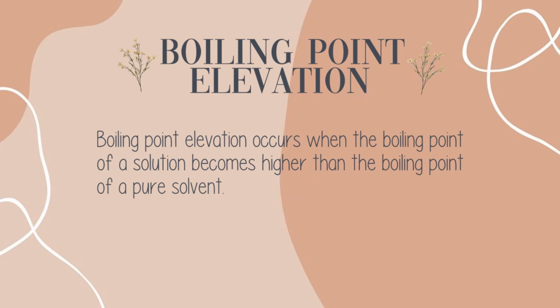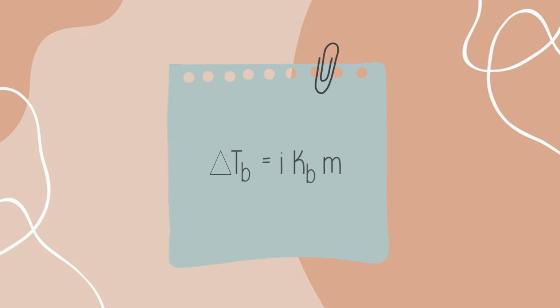Now let's go to boiling point elevation. Boiling point elevation occurs when the boiling point of a solution becomes higher than the boiling point of a pure solvent. This happens whenever a non-volatile solute is added to a pure solvent. So to get the boiling point elevation of a substance, we need to multiply the Van't Hoff factor, or the i, to the ebullioscopic constant and then to the molality of the solution.